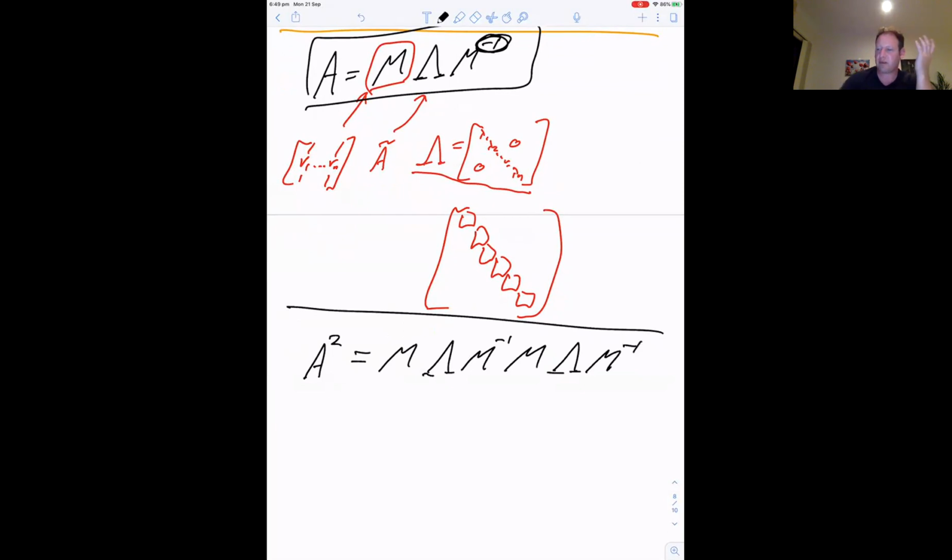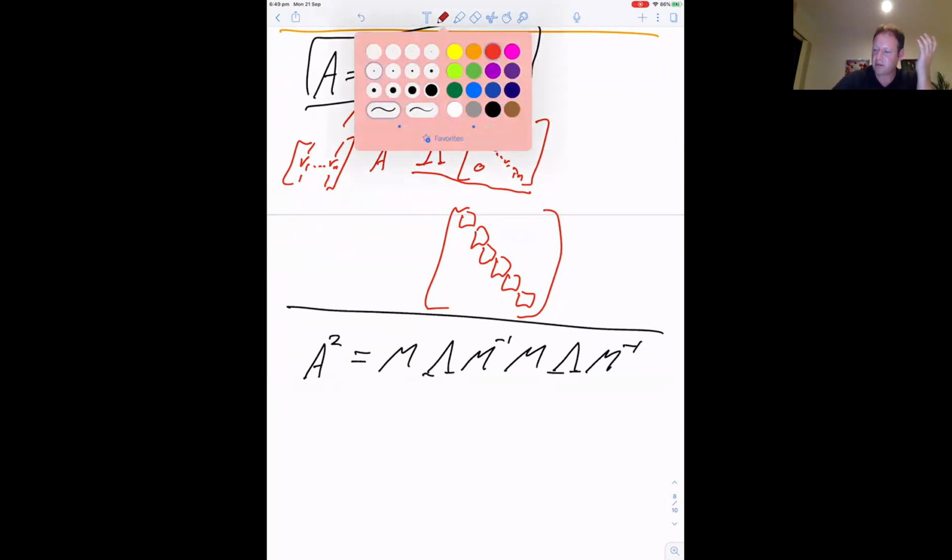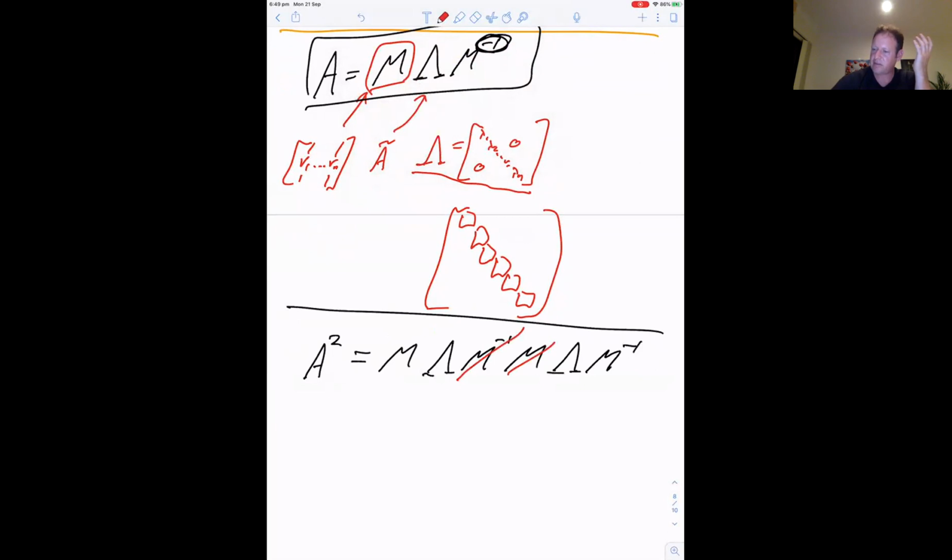What could be more fun? I mean, this is really as good as it is. You just cancel these guys. So then you get M lambda squared M inverse. What's the matrix lambda squared? Is it easy to compute or hard to compute? Computationally or symbolically or some combination?